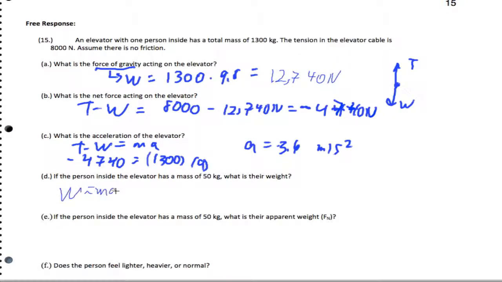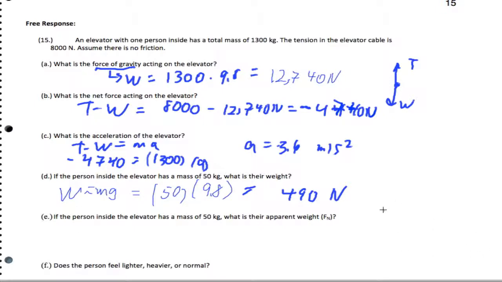Moving on, if we want to know what the weight of the person is, let's just remember weight is mass times gravity. Please don't confuse that with some crazy thing. Just take m, times it by g, and we're going to end up actually getting 490 newtons. Now we want to know their apparent weight. That's a little bit different.